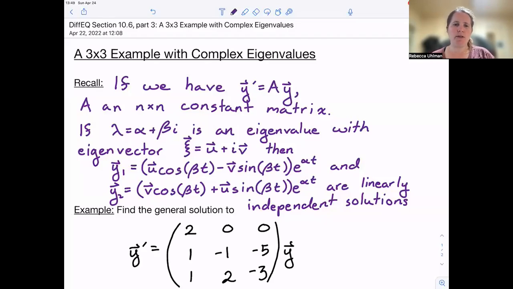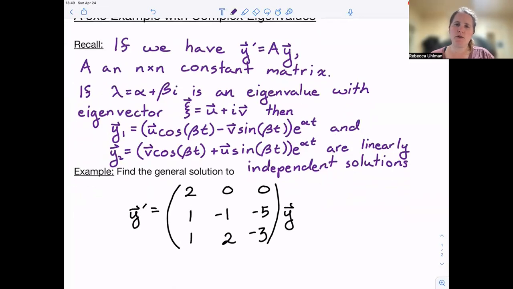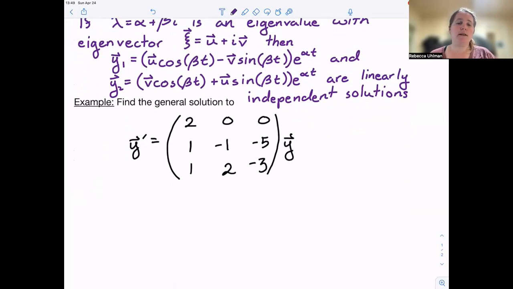Again, we have y1 as u cosine of beta t minus v sine of beta t, all multiplying e to the alpha t. And y2 is v cosine of beta t plus u sine of beta t, all multiplying e to the alpha t. And these are linearly independent solutions. So let's now go ahead and take a look at the example.